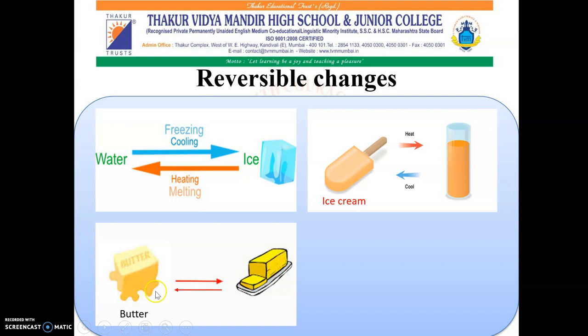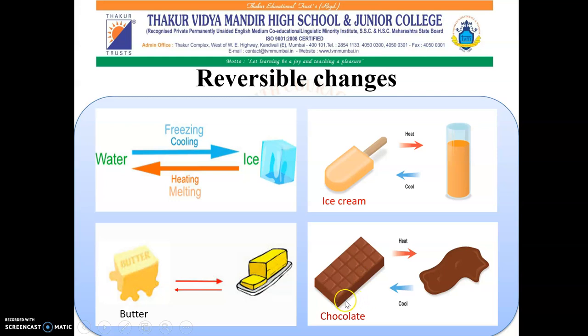The third one is butter. Butter at room temperature is in the semi-solid form. But when you freeze it, it turns into solid form, right? But again, if you take it out, it will turn into the semi-solid form. So, butter is an example of reversible change. And the final, last example is that of chocolate. Here you can see a chocolate slab. On heating, it will turn into liquid. But if you cool it again, it will convert into the solid slab. So, all these are the examples of reversible changes.